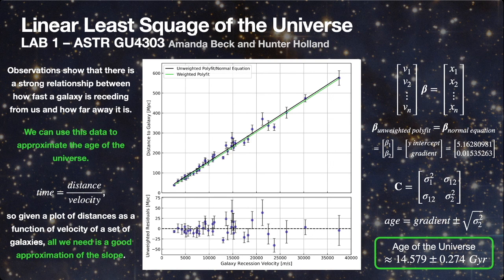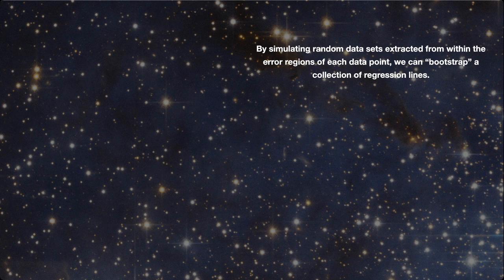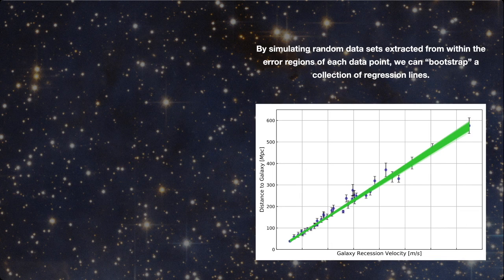And we could do this over and over and over again to sort of what's called bootstrap a collection of regression lines. So this is actually a plot of having chosen random points from within these data regions and applying a polyfit regression algorithm to each of those sets of data points, plotting the lines that come out of it.